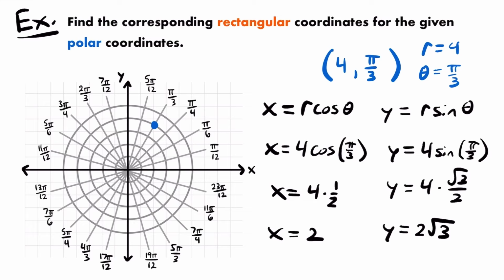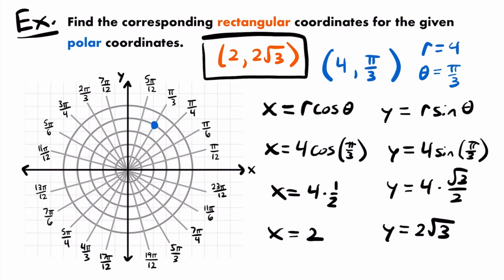Now we have our x and y coordinates that correspond to these polar coordinates. If we put them together, and I'll do that up here, we have (2, 2 times the square root of 3), which will be the corresponding rectangular coordinates to these polar coordinates. But just to check, let's make sure that this point will be where this point is in this coordinate system. Remember that this point we found by plotting these polar coordinates.